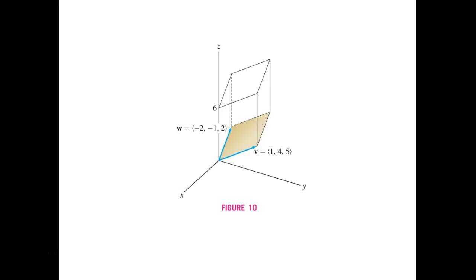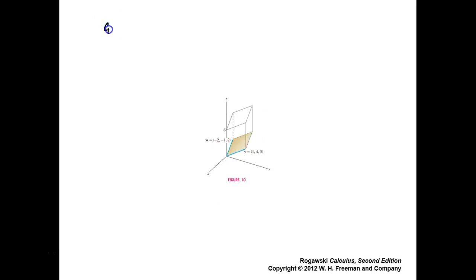Calculate A, the area of the parallelogram spanned by V and W. So basically that parallelogram there. What is that area? Can anyone tell me? It is the magnitude of what? Earth to class, come in please. Magnitude of V cross W. Okay, that's the area.